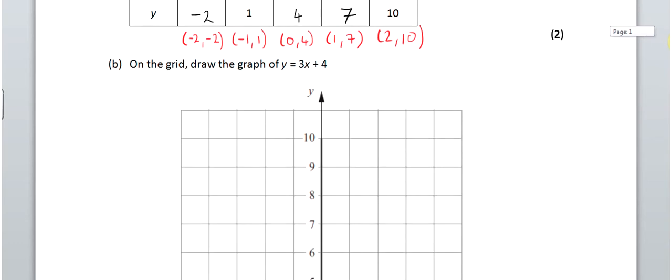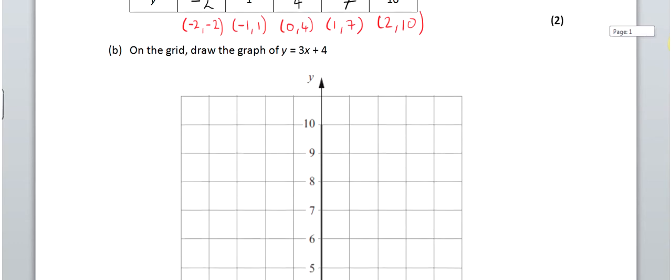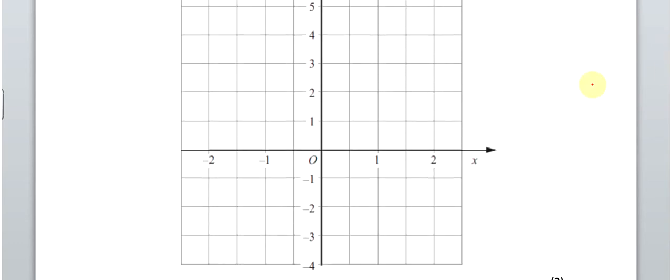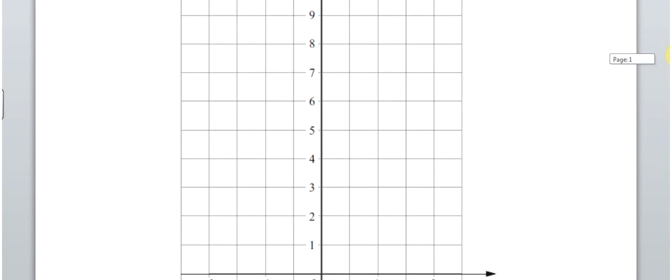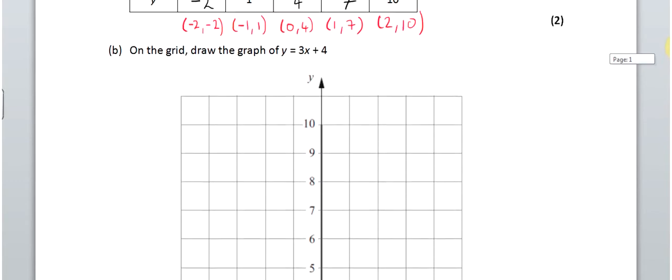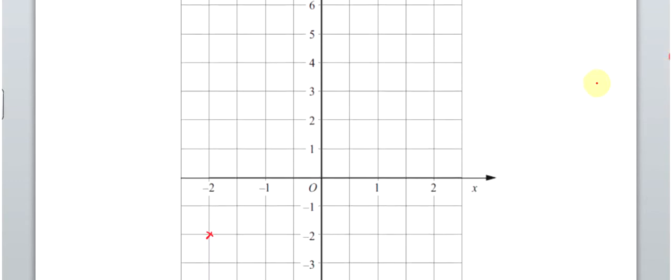Just be careful you plot them the right way around. So minus 2, minus 2. So minus 2 is here, minus 2 down is there. Just be careful to read the scales correctly. And then we've got minus 1, 1. Minus 1 along, 1 up. The next one was 0 along, 4 up. And you can see they all line up nicely.